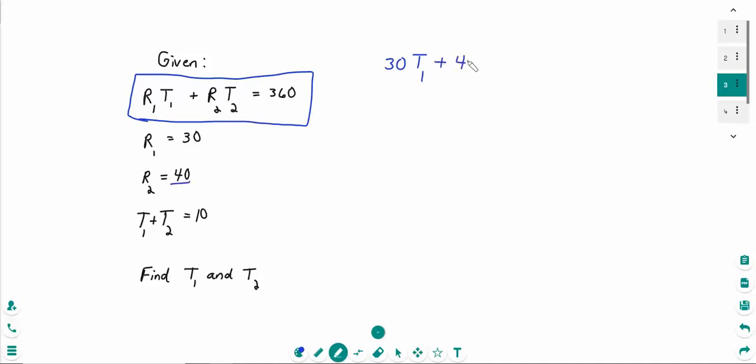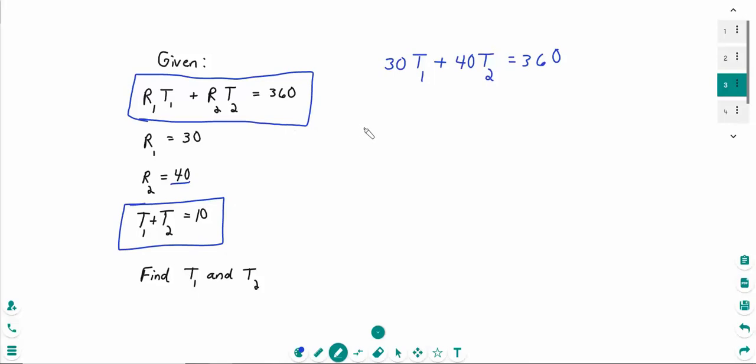So that's 40 times t sub 2, which we don't know what that is. And then that's going to be equal to 360. Okay, now again, note that we have 2 different unknowns, so it's an equation in 2 variables. So in order to solve it using a system of equations, we need another equation, right? So the other equation is going to be this one right here.